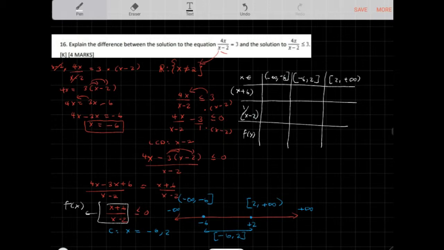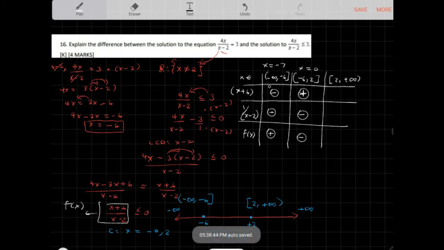And then what we want to do is gauge a value from each interval. So from negative infinity to negative 6, I'll let x equal negative 7. So negative 7 plus 6 is negative. Negative 7 minus 2 is 1 over negative 9, so this is negative, and these two negatives multiplied by each other give a positive product. Between negative 6 and 2, I'm going to let x equal 0. In this case you get 0 plus 6, which is positive 6, so it's positive. 0 minus 2, so 1 over 0 minus 2 is negative 1/2, which is negative. And a positive and a negative will give us a negative.